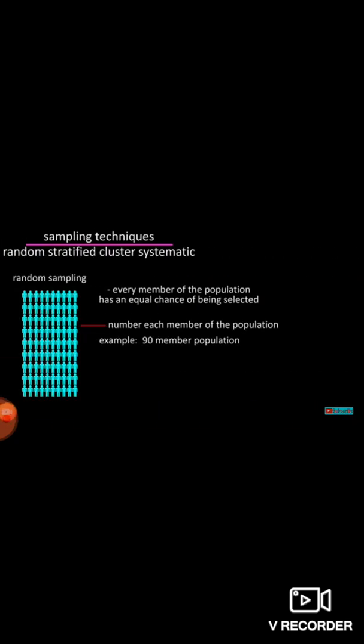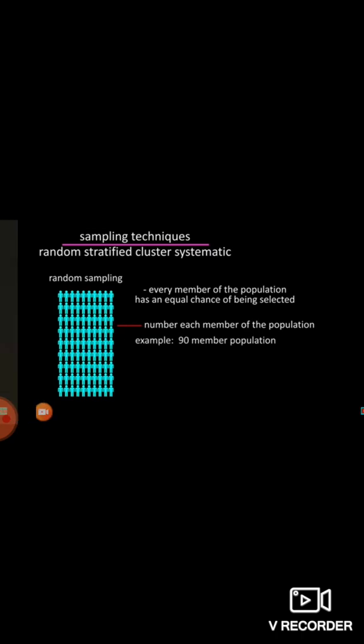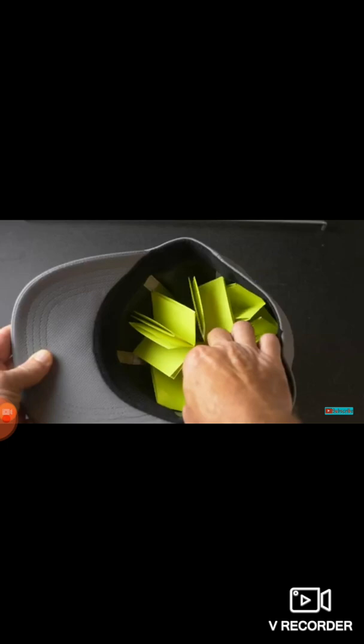We use methods like, if we give numbers to the entire population, if 90 members are there in the population and we give numbers to them, what will happen? We put these numbers on different slips, and then we select a slip out of these 90 slips. Each member has equal chances of selection. Now this method can be called the lottery method.